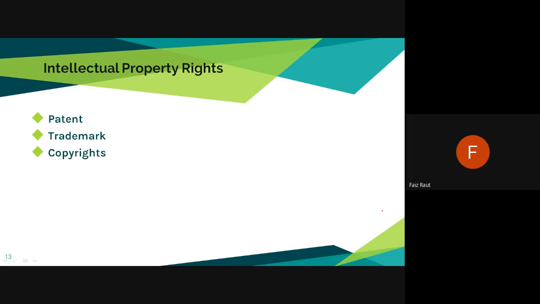Then come copyrights. Second last one. Copyright is also a kind of material or content which a person has developed. What was in a patent? A patent was a kind of product or a small formula or a software. In copyright, it is a kind of written material. I have written a novel or a research paper, or else a music which I have developed.